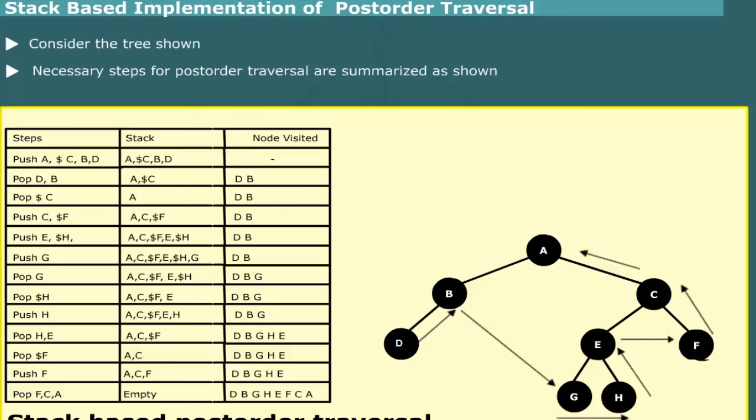The necessary steps for traversal are summarized as push A $C B D, pop DB, pop $C, push C $F, push E $H, push G, pop G, pop $H, pop HE, pop $F, push F, pop FCA. Finally, the post-order traversal is DB GH EFCA.